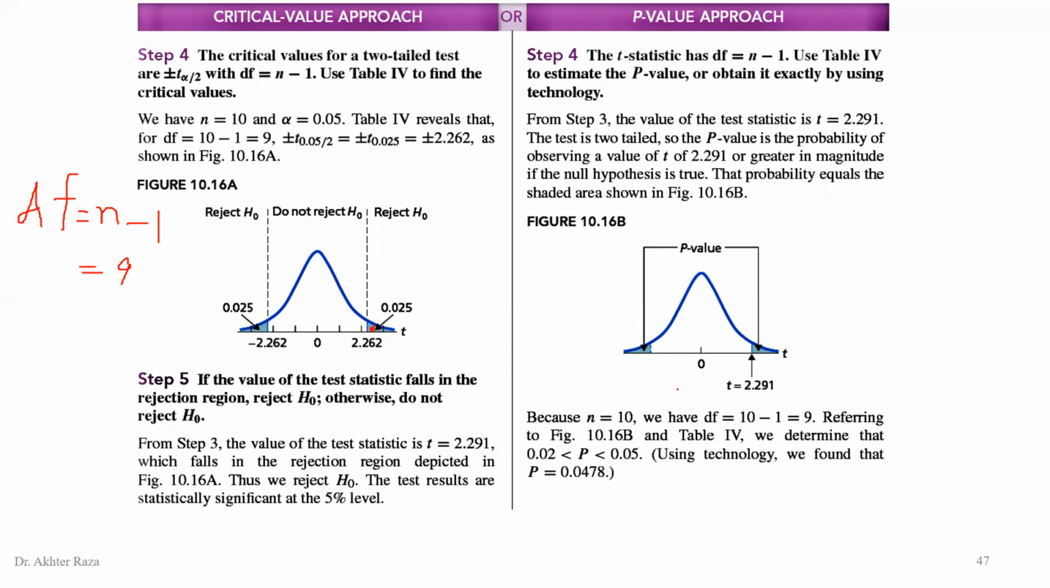Here we have used the p-value approach. The t observed value 2.29 is looked up in the table against the degree of freedom 9. The value is doubled because we have a two-sided test. That value is 0.0478, which is smaller than 0.05. The null hypothesis is rejected.